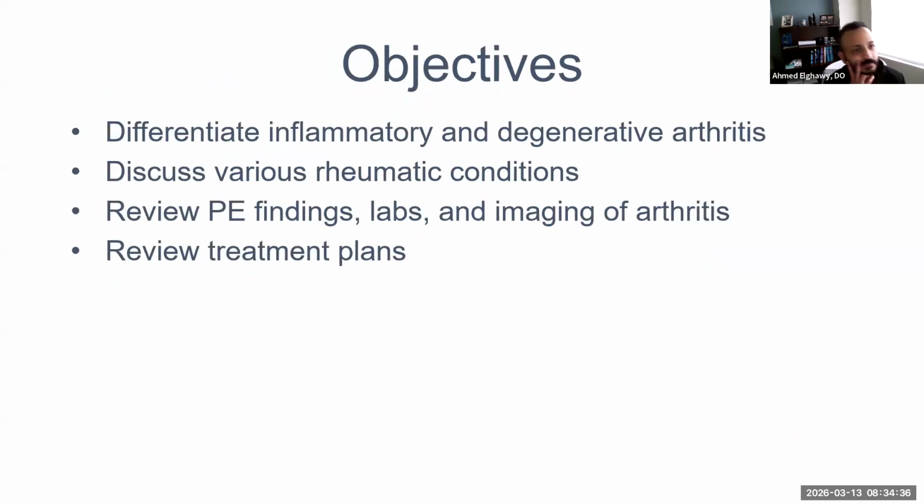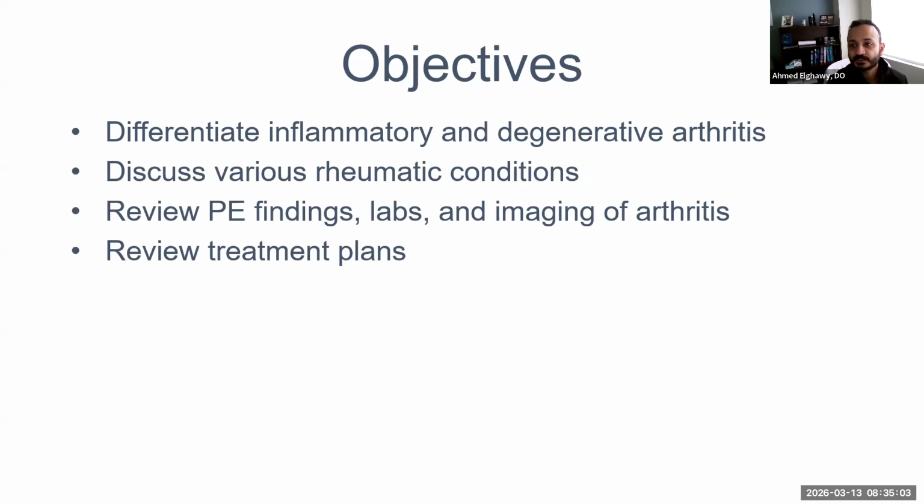And so today we're going to discuss various rheumatic conditions. We're going to spend a lot of our time mostly focused on arthritis, differentiating between inflammatory and degenerative arthritis. We are going to pepper in some rheumatic conditions towards the end, just for recognition's sake. And throughout, we're going to talk about some of the physical exam findings, the labs you might see that pertain to these conditions, and some of the imaging as well. And then additionally, we'll review some of the treatment plans.